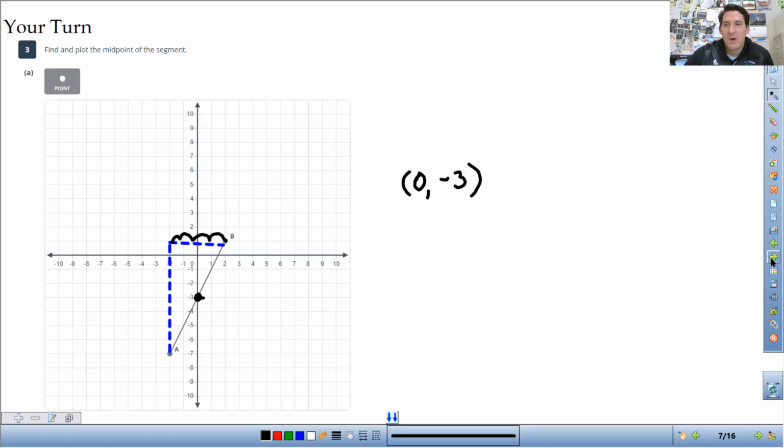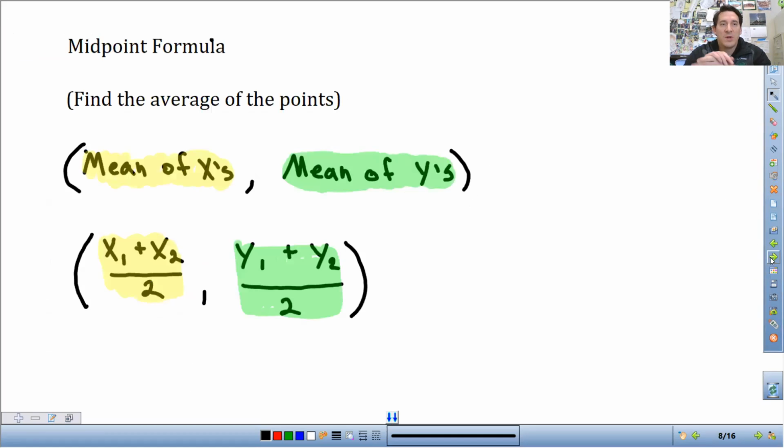All right. So what happens if you're not given a graph like that to find the midpoint? Well, you can use this formula. With the midpoint formula, basically you're finding the average of the 2 points, right in the middle. Some of you may be familiar with the term mean. A mean is where you take a set of numbers, add them together, and then divide by how many numbers you added together, and that'll give you the mean. You might remember that from 5th or 6th grade.